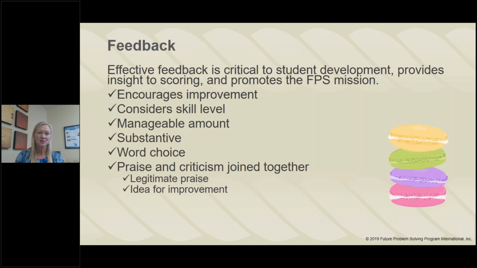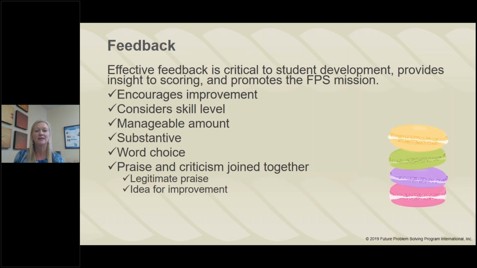That leads us to the next one. Our feedback should be manageable. We all know as adults, if we're provided too many areas to improve on, that could be very discouraging. So we want to focus in on the 2 or 3 things that are really noted as areas to improve, and keep that to an amount that the students can digest.